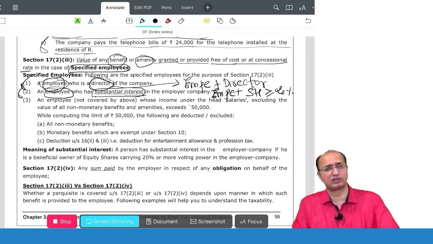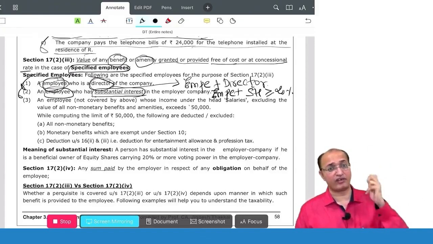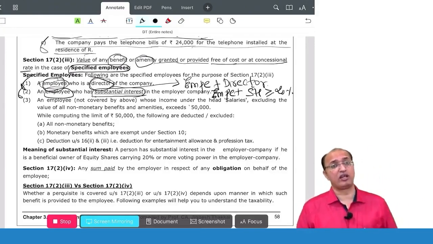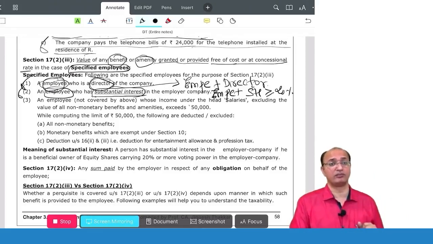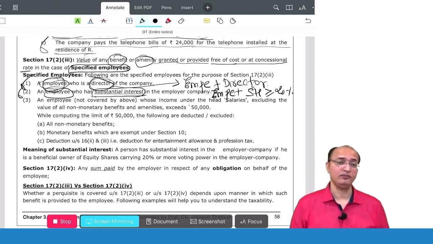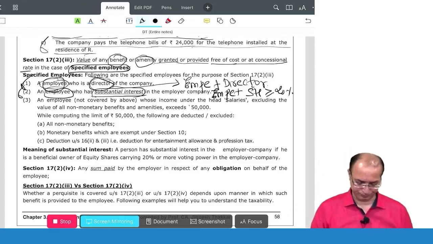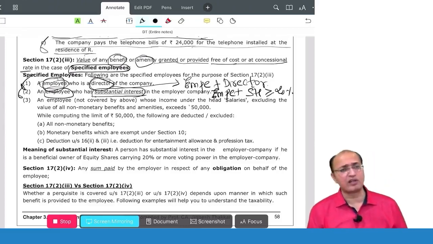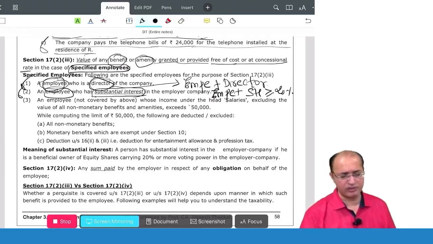So point number 1 was an employee who is a director of the company, working at a very high position. So definitely he is an important employee. Therefore, we categorize him as a specified employee. Point number 2, the employee is a shareholder having 20% shares in the company. 20% shares in the company means he can influence the decisions of the company. Therefore, definitely he is also a specified employee. He is also an important employee. Point number 1 and 2, they are important employees. Yes, we can understand.